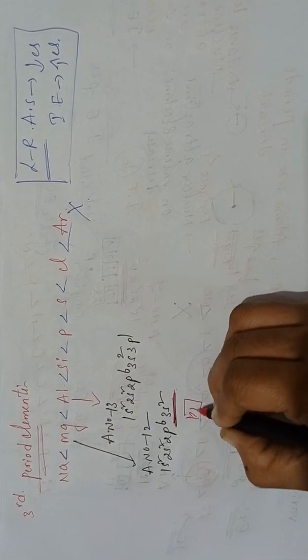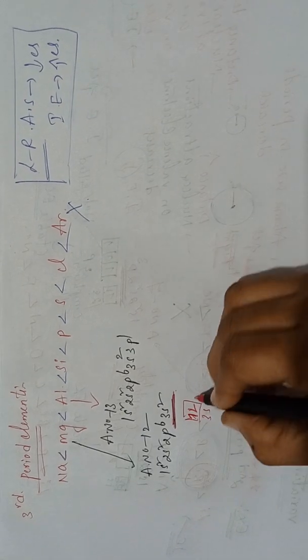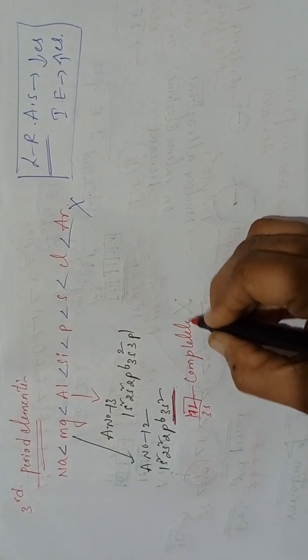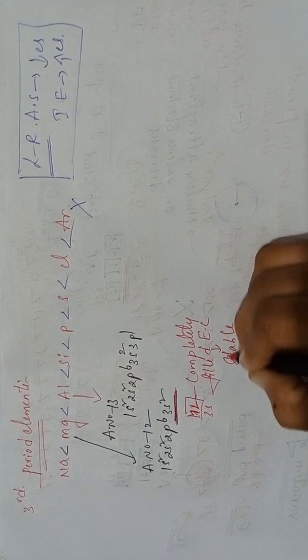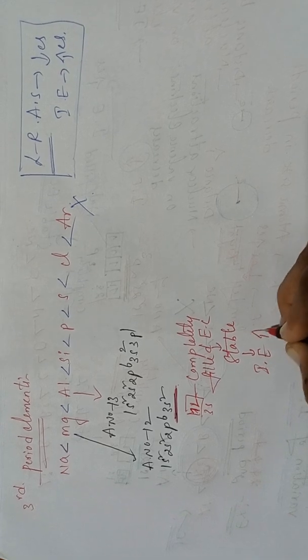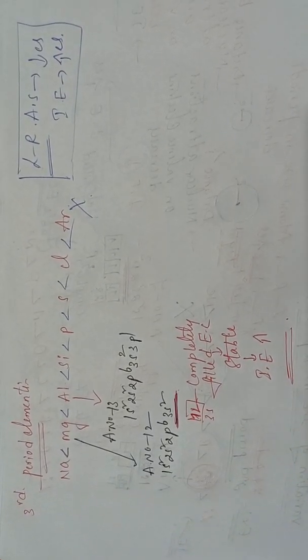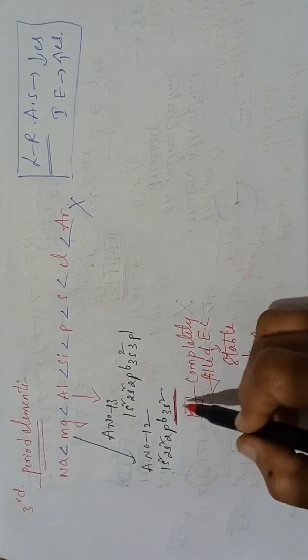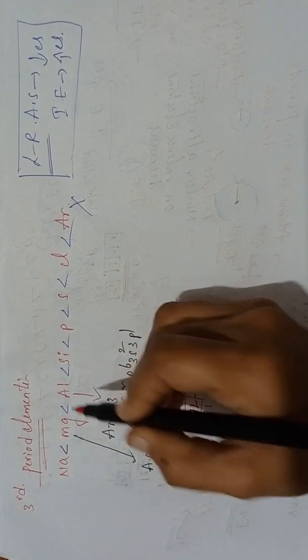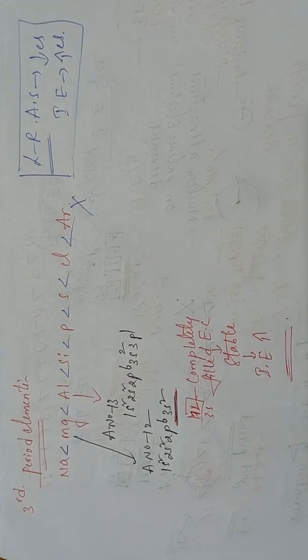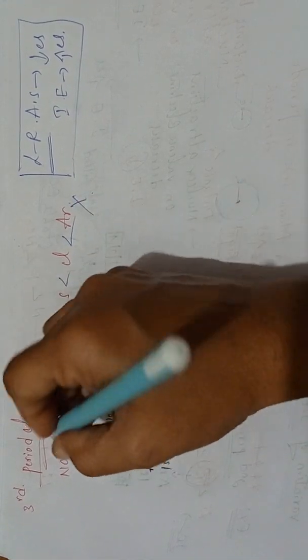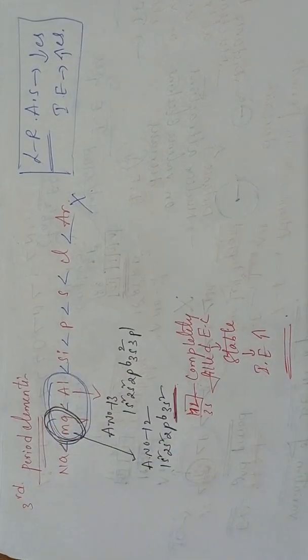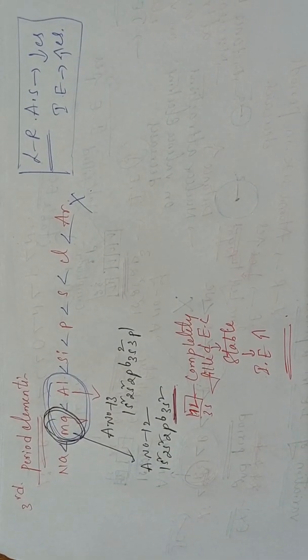That means it has a completely filled electronic configuration. It is a stable electronic configuration. That's why ionization energy is more. So magnesium has more ionization energy than aluminium. Are you clear? Magnesium and aluminium, which has more ionization energy, students? Magnesium has more ionization energy than aluminium.